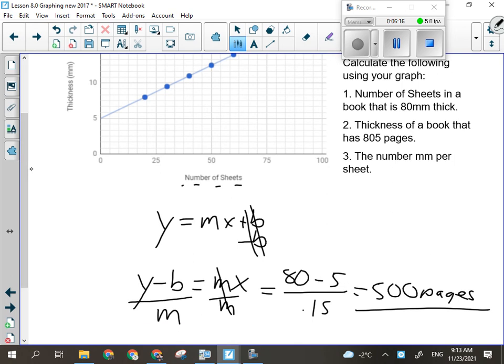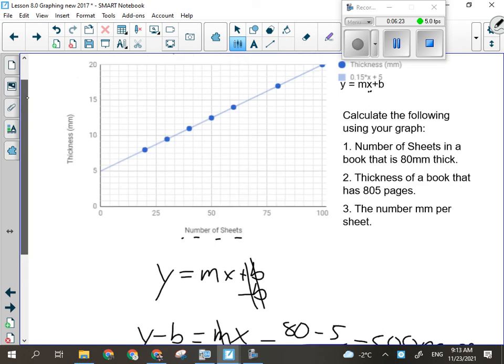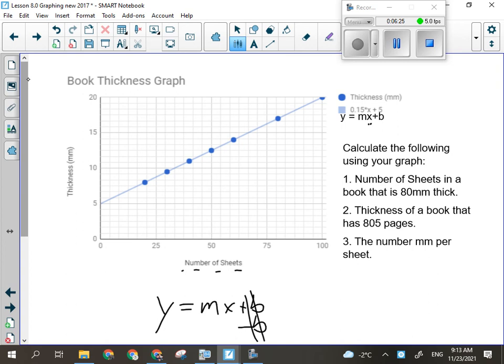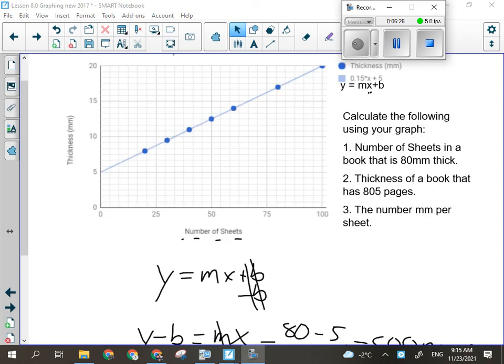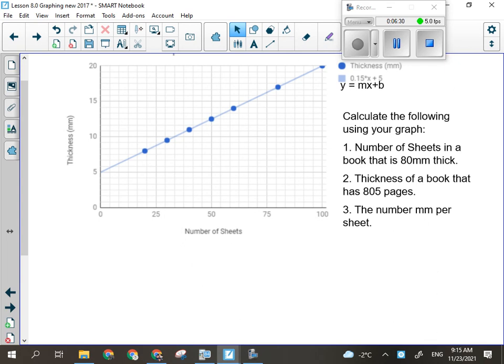I want you to calculate the thickness of an 805-page book using this graph. I'll give you a minute on that one. All right, let's look at this next one. They're asking us to calculate the thickness of a book that has 805 pages. So what are they asking us to calculate, y or x? Y, because thickness is on the y-axis.